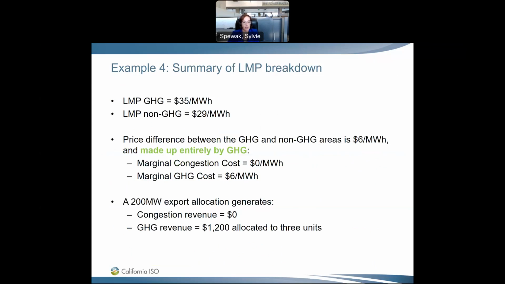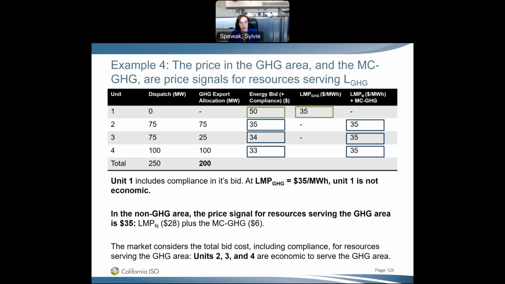So here's the summary, and you'll note that we don't have a marginal congestion cost, which means there's no congestion revenue. The revenue that we do produce is for a 200 megawatt export allocation. So 200 times 6 gives us a total GHG revenue of 1,200.